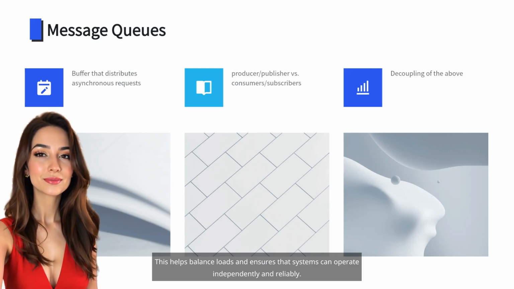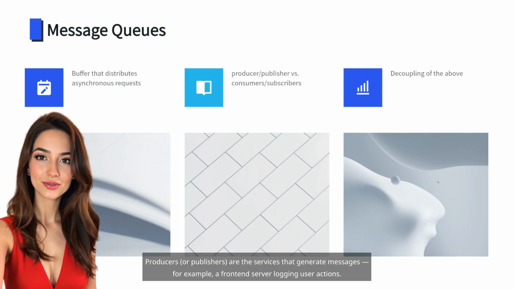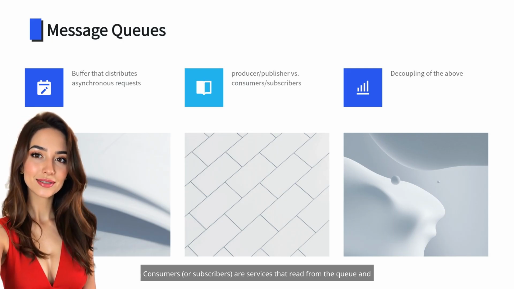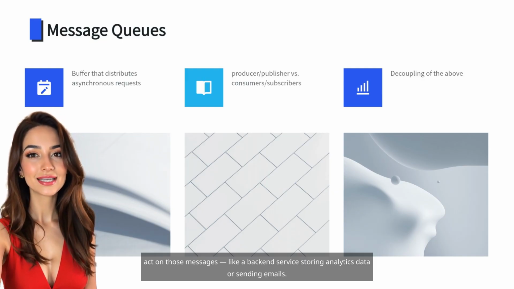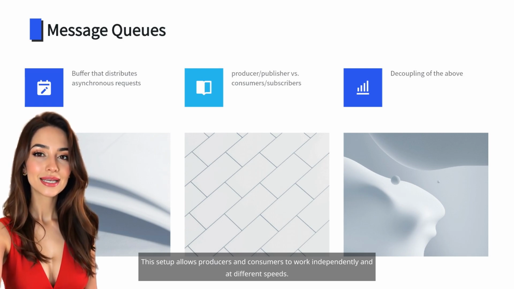Key roles. Producers or publishers are the services that generate messages, for example, a front-end server logging user actions. Consumers or subscribers are services that read from the queue and act on those messages, like a back-end service storing analytics data or sending emails. This setup allows producers and consumers to work independently and at different speeds.